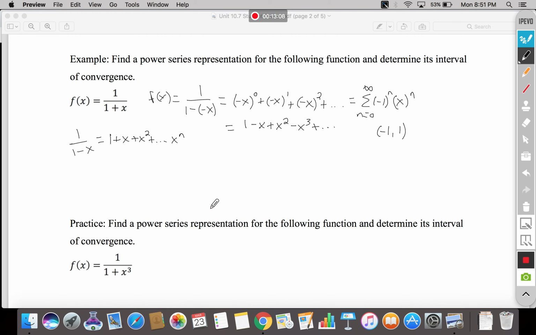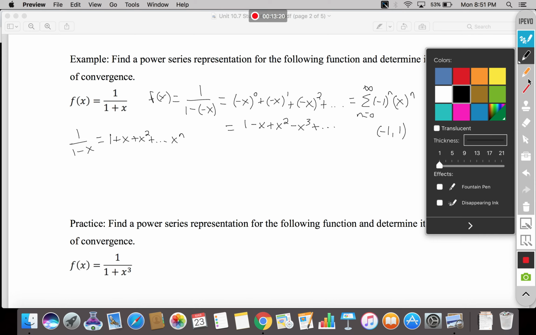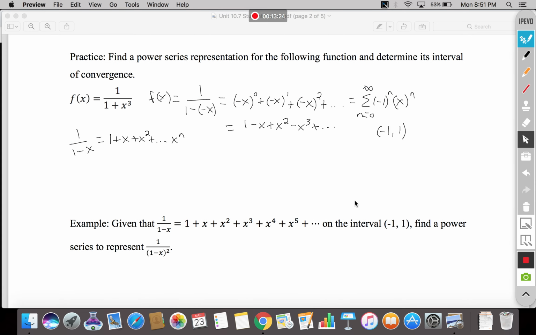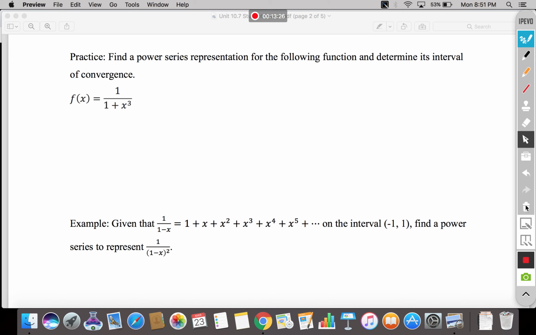All right, so let's take a look here. We have a new function that we want to find a power series representation for. Let me go ahead and scroll down a little bit there and clear out my other one. All right. So we're trying to find a power series representation of 1 over 1 plus x cubed, right? Okay.